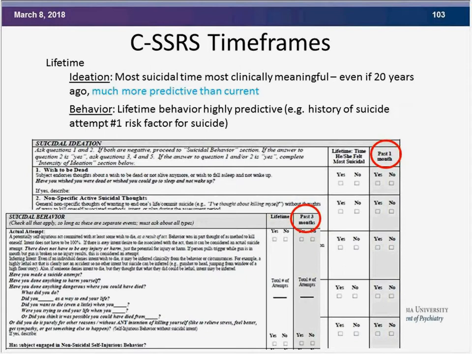Now, these time frames are flexible, and if you do want to change them and ask about a longer time window, you can. But just remember that if you ask about a longer period of time, you're going to get more positive answers. And so that 1 to 2% that we talk about really happens in this time frame of 1 month and 3 months.